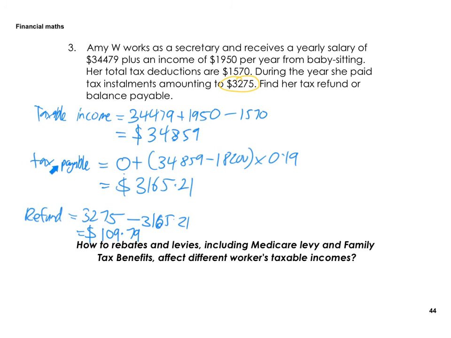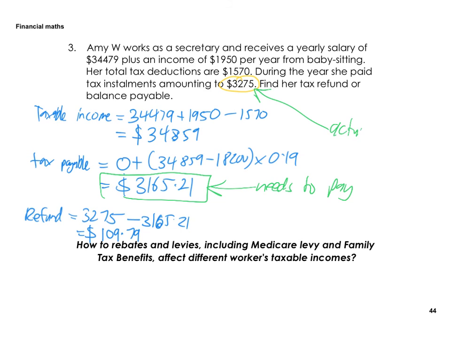Remember, tax payable, this is what they need to pay. So I might write that actually. So needs to pay, whereas this one here actually paid. So if you paid more than what you need to, that of course is a refund. However, if this one was higher, then you'd have to obviously get a tax debt. So please don't confuse the two.